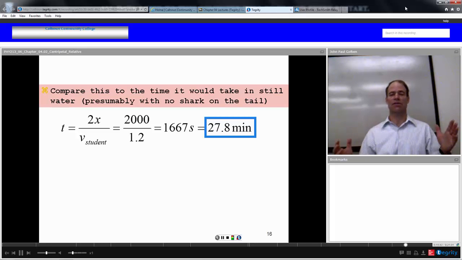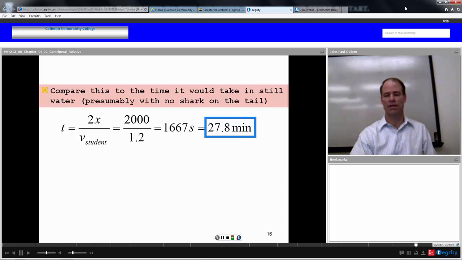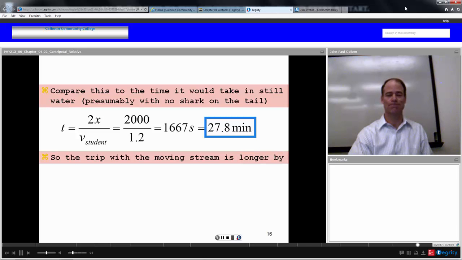dramatically. In fact, you can think there would be a point where if the stream velocity were equal to our velocity of swimming, we would never make it upstream because the two velocities would cancel, and it would take us forever to complete this journey. So in that limiting case, we would never complete it. And here in still water, we could always complete the journey if we had any kind of velocity for swimming. So that's always going to be a lesser time to complete the journey, 27.8 minutes.